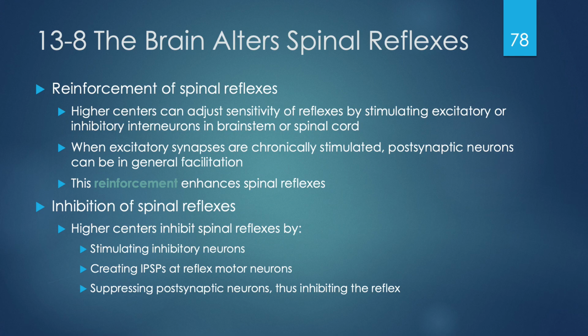For example, if somebody goes into the doctor's office and a little kid is in a bad mood and they don't want that patellar reflex to work, they may intentionally clench muscles to try to not kick their leg. That is their higher center in the brain inhibiting the spinal reflex by stimulating inhibitory neurons and also creating IPSPs at the reflex motor neurons. That suppresses the postsynaptic neurons, so it inhibits the reflex from actually occurring.